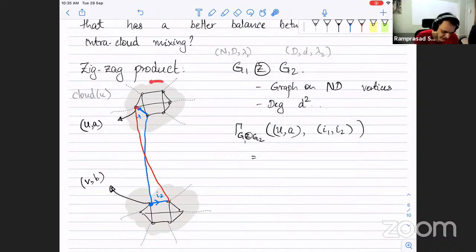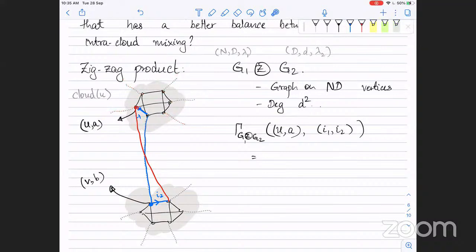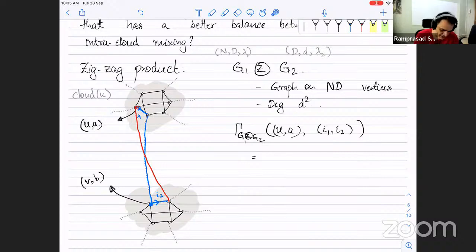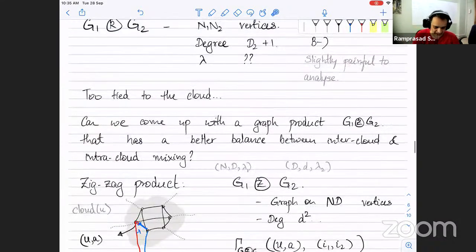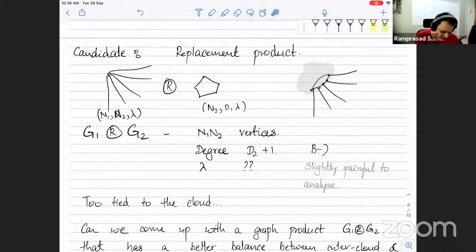So in the graph G, the vertex u has 6 edges going out. And the picture I drew, I drew it in such a way that the intercloud edge connecting this cloud and this cloud was coming from this particular vertex inside. It's like what happened in the replacement product. There was an edge going out, but it's as if now this vertex is responsible for that edge.